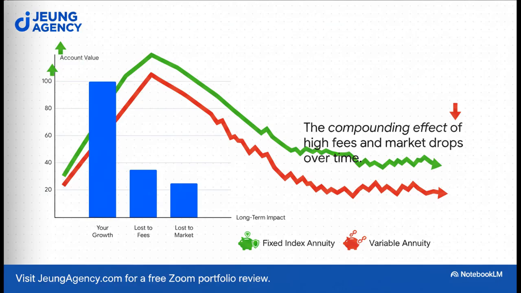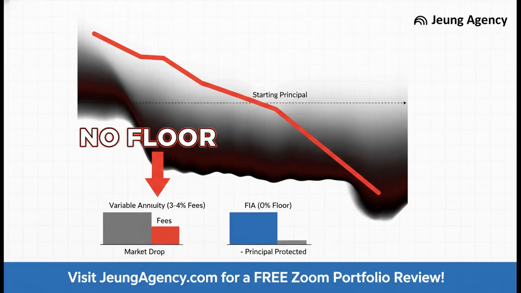And this chart really paints the picture over time. You can see how your potential growth gets eaten away. First, those high fees are constantly taking a slice. And then, when a market drop happens, bam! That combination of high fees and market losses can be absolutely devastating to your long-term retirement goals. But beyond all the fees, let's be crystal clear. This right here is the biggest risk of all. When the market drops 30%, your account can drop 30%, or even more once you factor in those fees. There's absolutely no safety net, no floor, and no protection for your hard-earned principal.